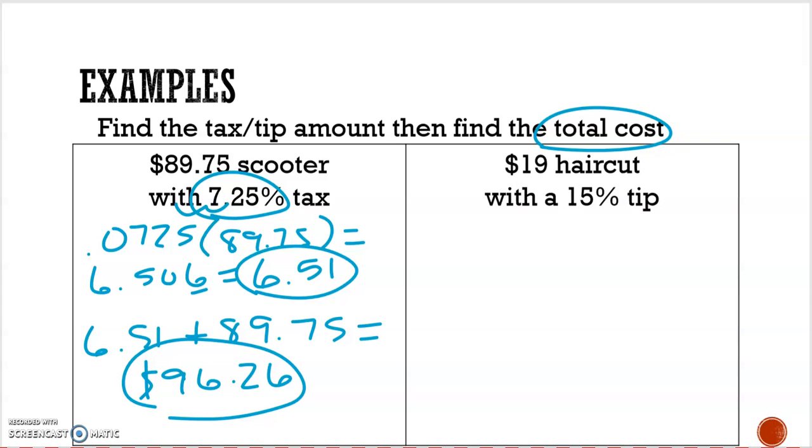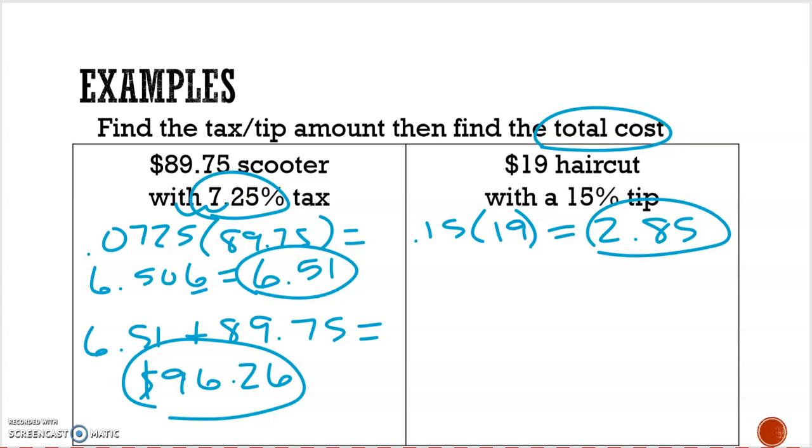All right, so you go and get a haircut for $19 and you want to leave a tip of 15%. So we're going to do 0.15 times 19. This is going to give us $2.85. So you're going to pay an extra $2.85. So if it just said what is the tip amount, you would say $2.85. All right. Now if we're finding the total, we're going to do $2.85 and we're going to add it to the 19, and that's going to give us $21.85.